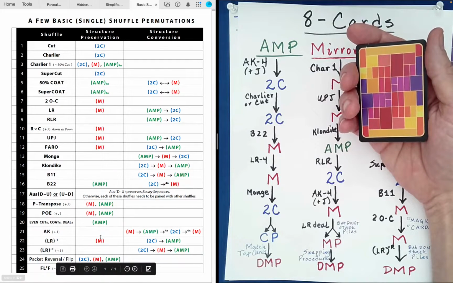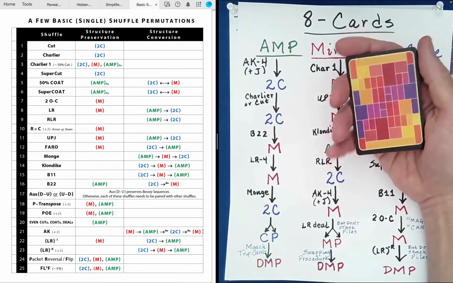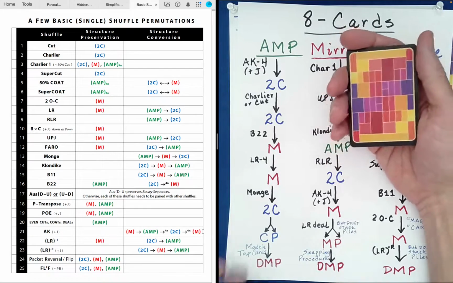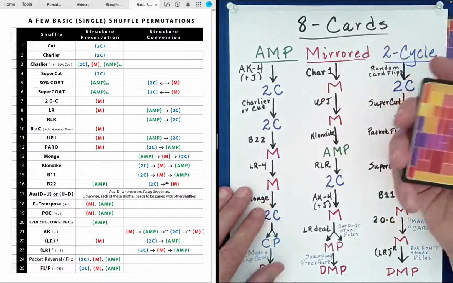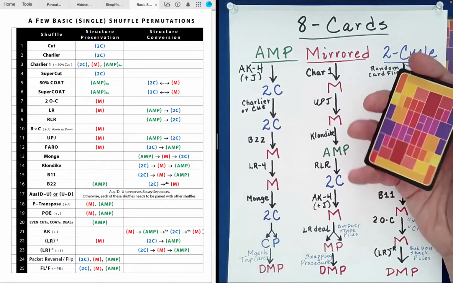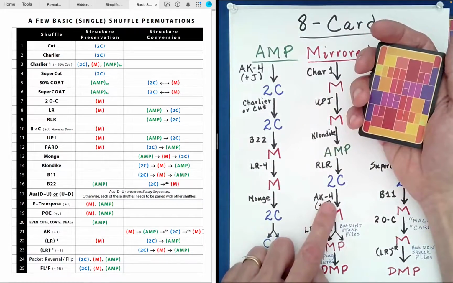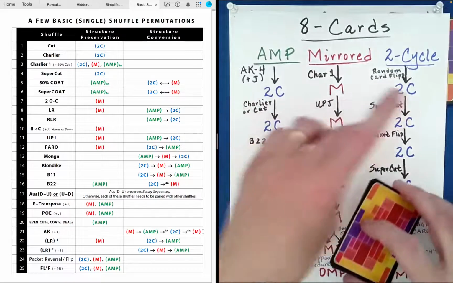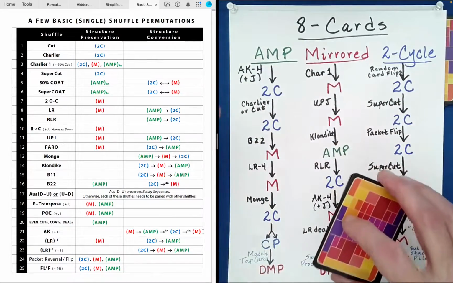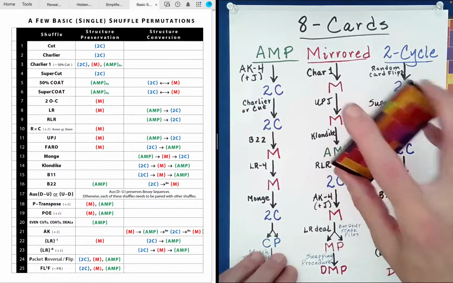Okay, and now as the diagram shows over here, if you go down to line 21, an alternate Klondike is going to convert a 2-cycle structure to a mirrored structure in the case of 4n cards. So you have a multiple of 4 cards, which we do. We have 8 cards. 2 times 4 is 8. But here I'm suggesting that you do it not just left, right. You could go left, right, left, right, but we're going to go 1, 2, 3, 4 with our dealing using the Klondike.